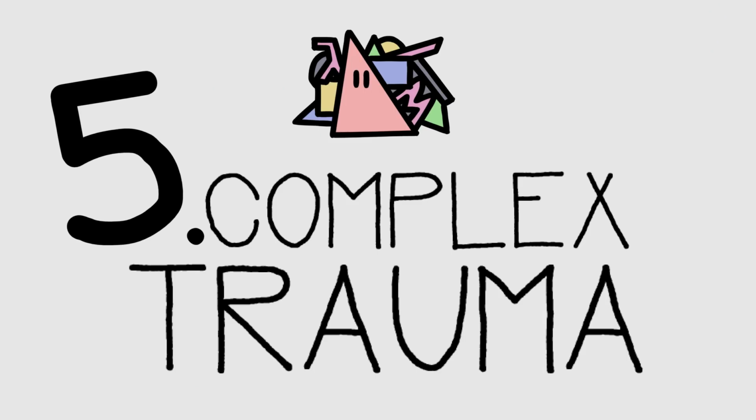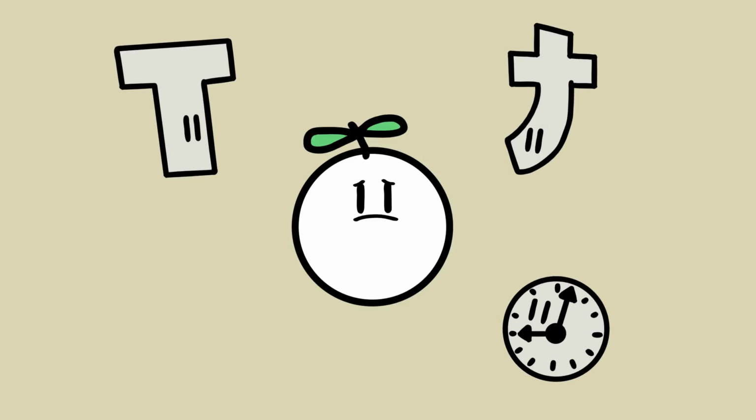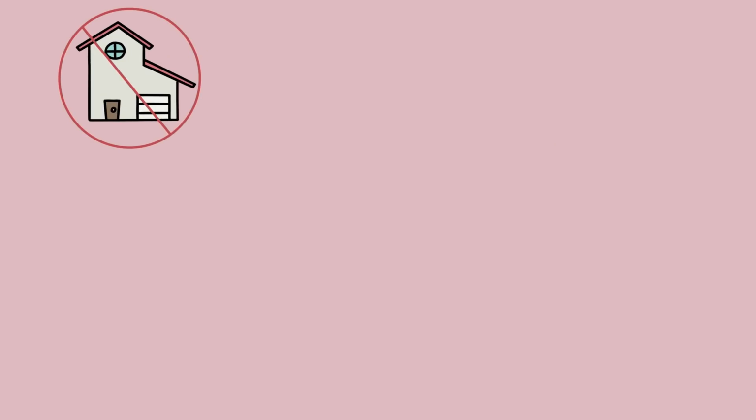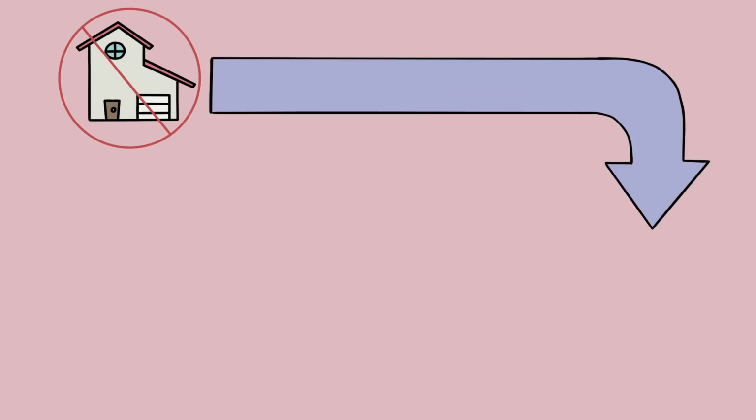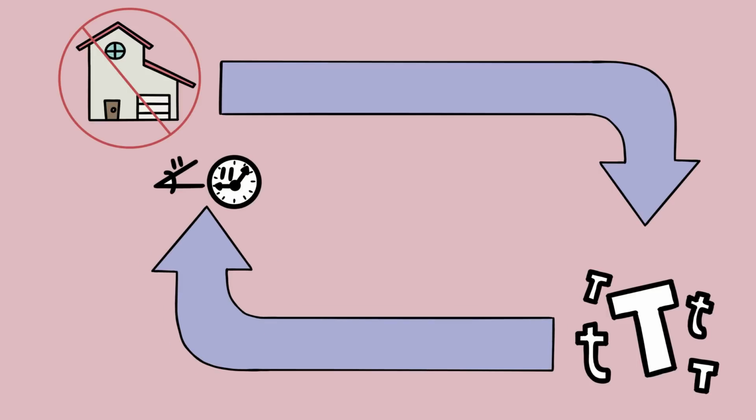And 5, complex trauma. Complex trauma describes a person who was exposed to multiple traumatic events in their lifetime. This can mean they grew up in a chaotic or abusive home as a child and then grew up to survive other types of trauma, which can be described by other acute or chronic trauma events.